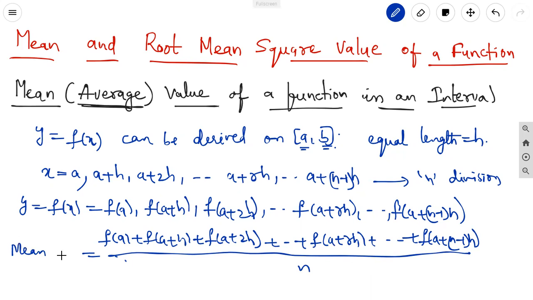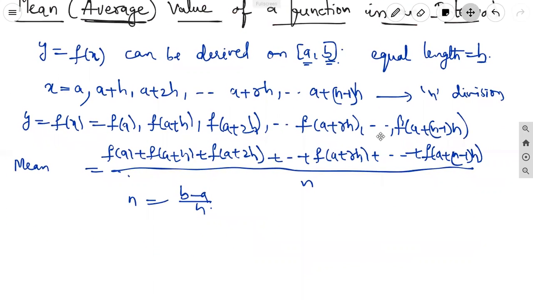Mean of the function means f of x bar. Here n divisions means what is the length here? h is the equal length. The upper limit and lower limit are b and a. Here n is nothing but b minus a by h, since each and every division is of equal length h. Small n is equal to b minus a by small h.